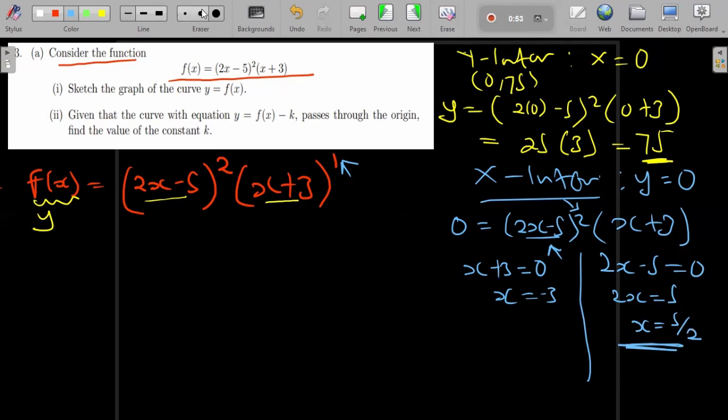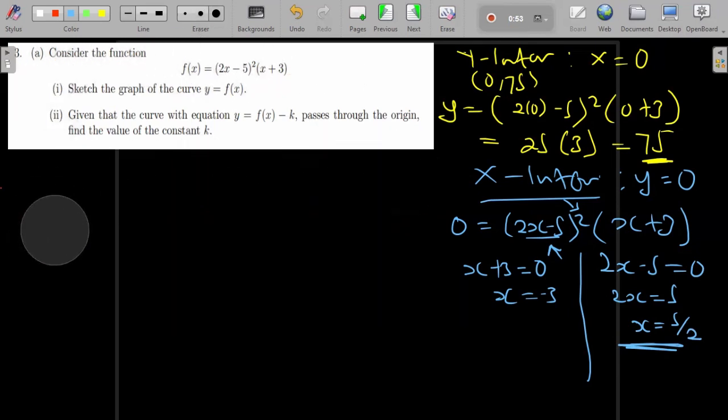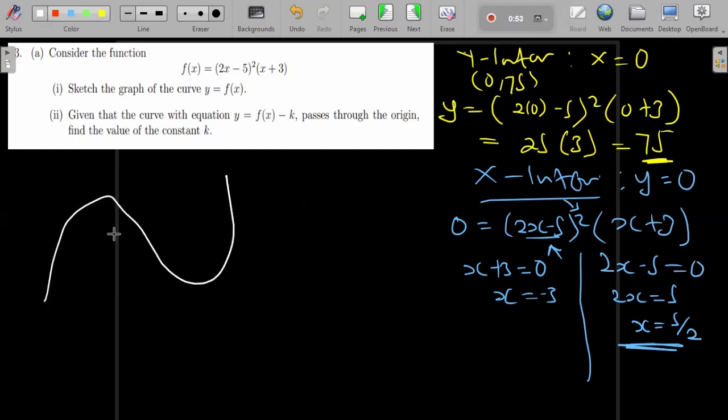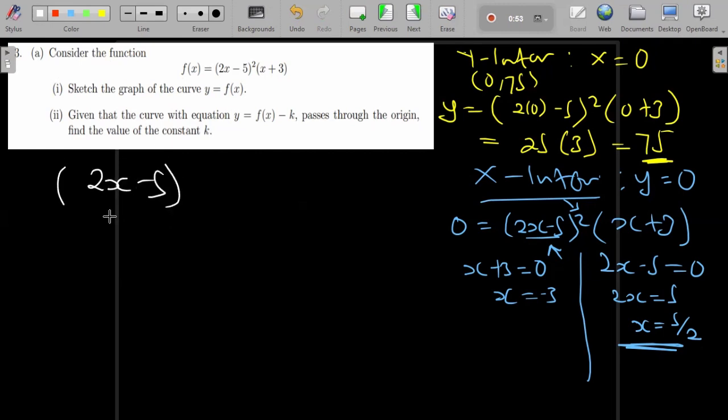What is remaining? The thing that is remaining is to find whether this curve is going to start from below like that, or it's going to start from above like that. So that's what we want to determine here. From the given equation, 2x minus 5 squared and then x plus 3, we can try to find the coefficient of the term that will be x to the power 3.